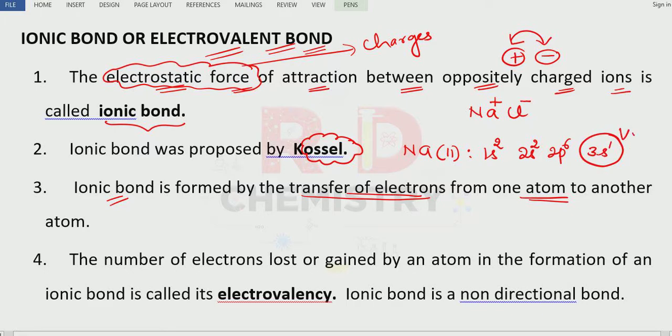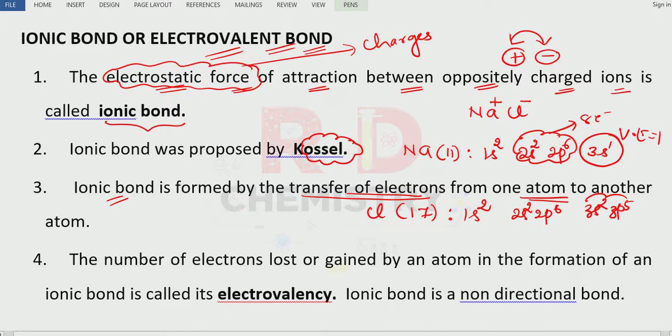In the valence shell, how many valence electrons are there? 1 is there. In the previous shell, how many electrons are there? 8 electrons are there. Let me take a chlorine atom. Chlorine atomic number is 17, correct? So it is 1s2, 2s2, 2p6, then 3s2 and 3p5, correct? In the valence shell, how many electrons are there? 7 are there, correct?